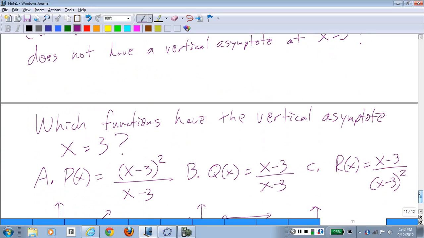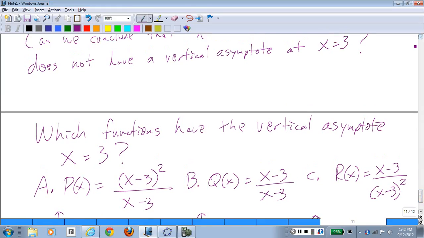So these are the possibilities: p of x, q of x, and r of x. Take (x minus 3) squared over x minus 3. 3 makes the numerator 0, and 3 makes the denominator 0. Does it produce a vertical asymptote?